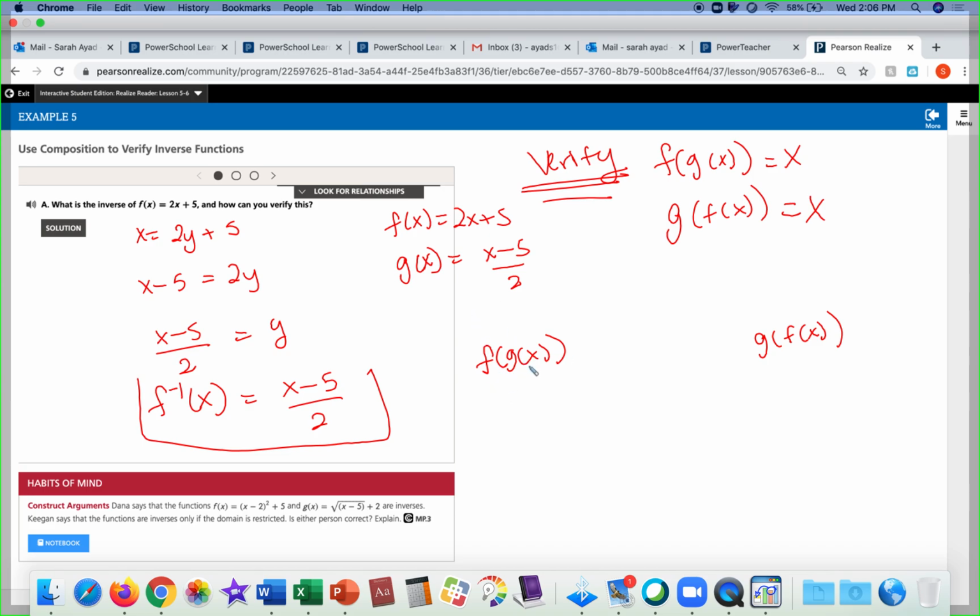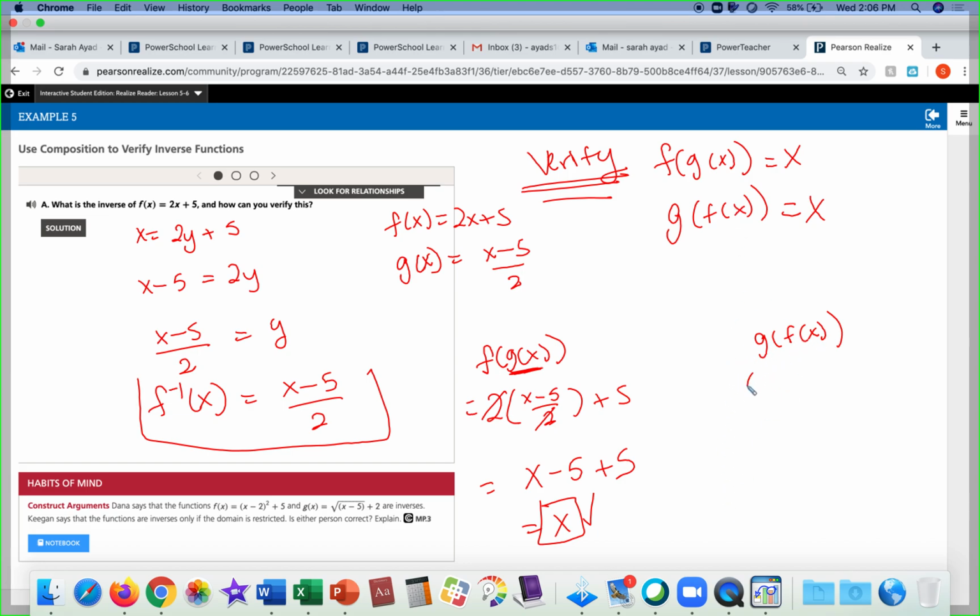So let's see. F of g of x means take the function f, 2 times something plus 5, and instead of x in f, I'm going to plug in g. So I'm going to put in g wherever I see an x. Well, notice I have a 2 divided by 2 here. These simplify out, leaving me with x minus 5 plus 5. Well, negative 5 plus 5, I'm left with x. It worked.